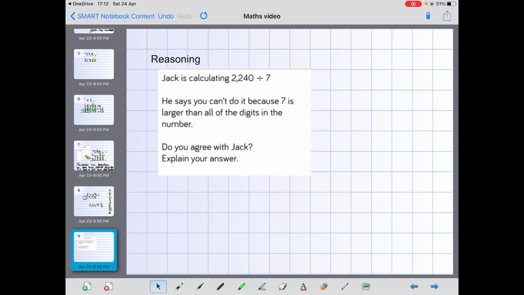In our reasoning question, Jack is calculating 2,240 divided by 7. He says you can't do it because 7 is larger than all of the digits in the number. Do you agree with Jack? Explain your answer. The children should be able to understand that 2,240 is larger than 7 and therefore can be divided by 7. They would know that it is not the individual digits that matter when dividing, but the number as a whole instead. They could then also have a go at doing the question to prove that Jack is wrong.